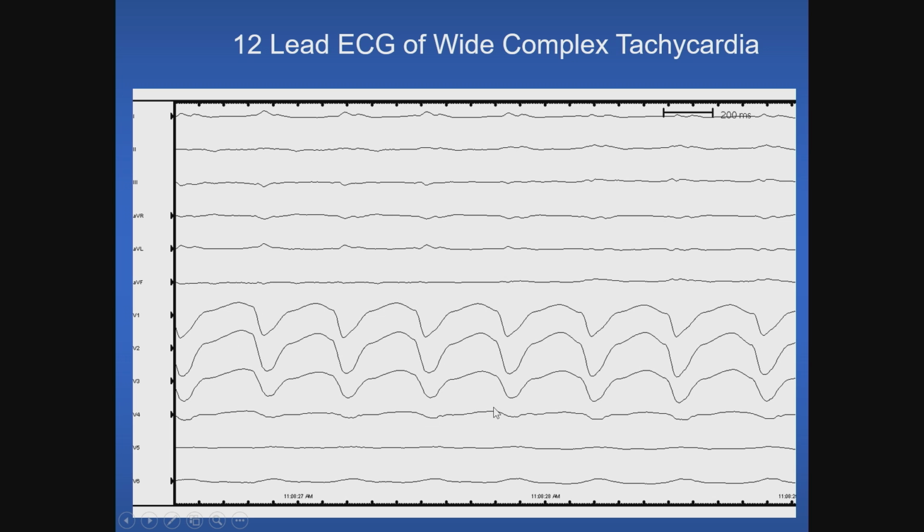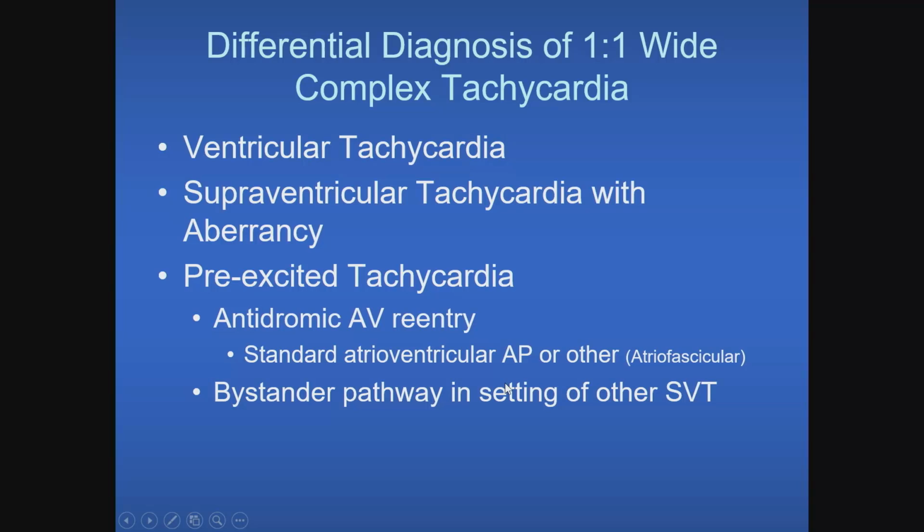Now again, you have to get used to looking at the fast paper speed. This is a left bundle branch block type pattern. It is a wide QRS, but maybe not as wide as you'd think with the fast paper speed. So here's V1, it's down going in V1, and it's positive in V6. So it looks like a typical left bundle type pattern.